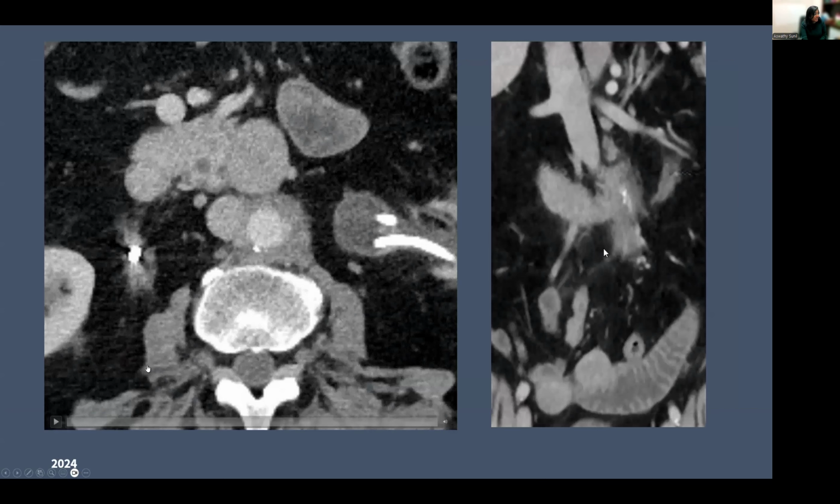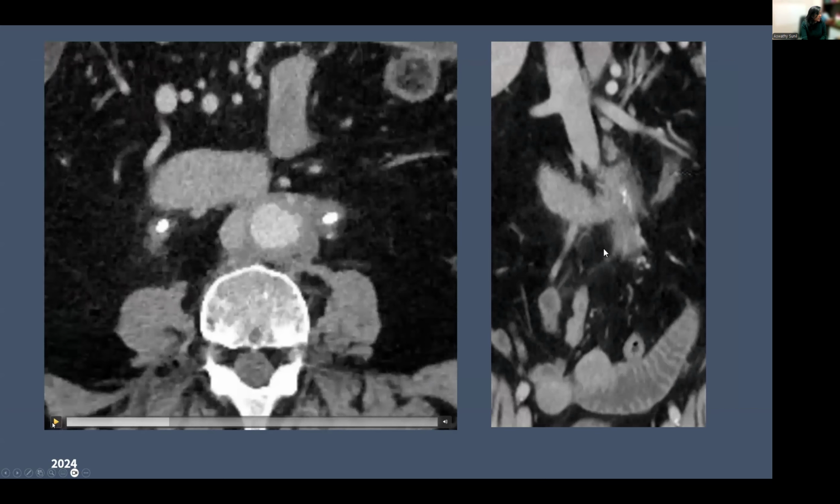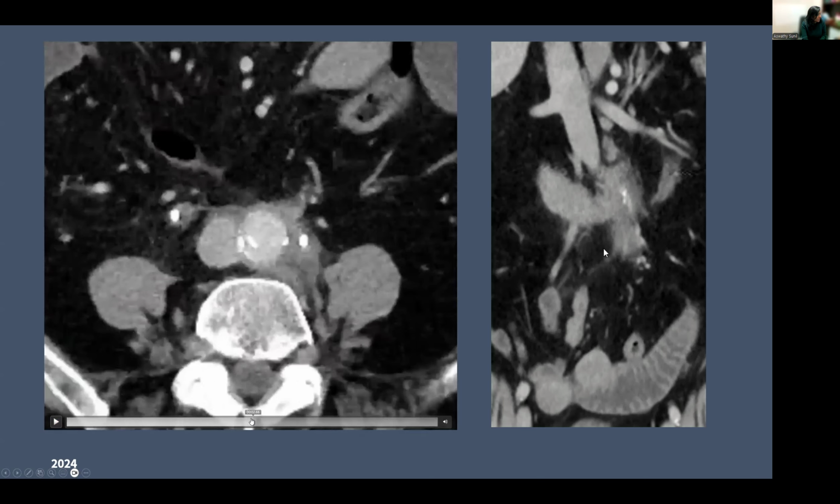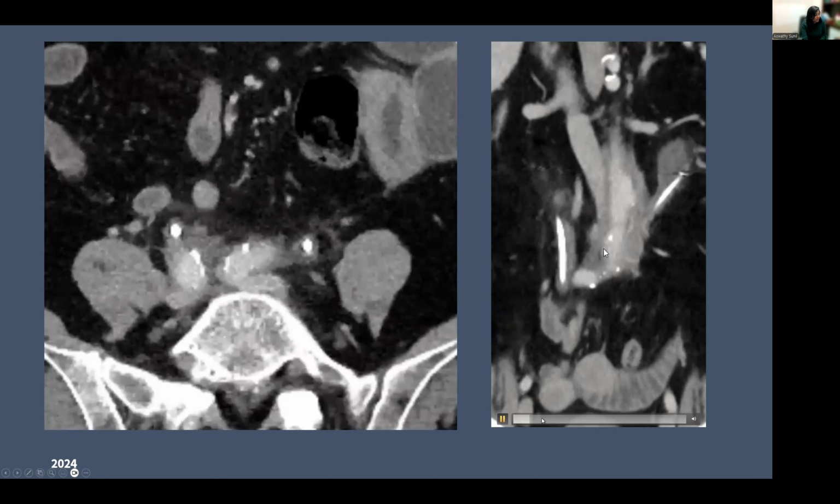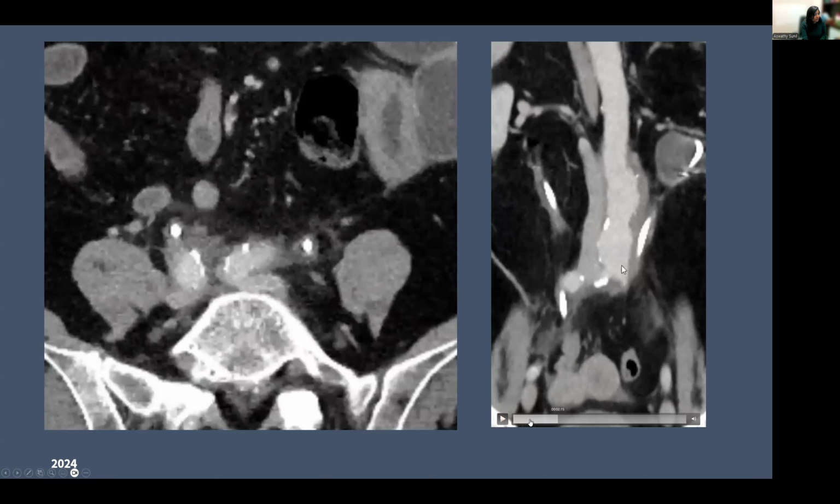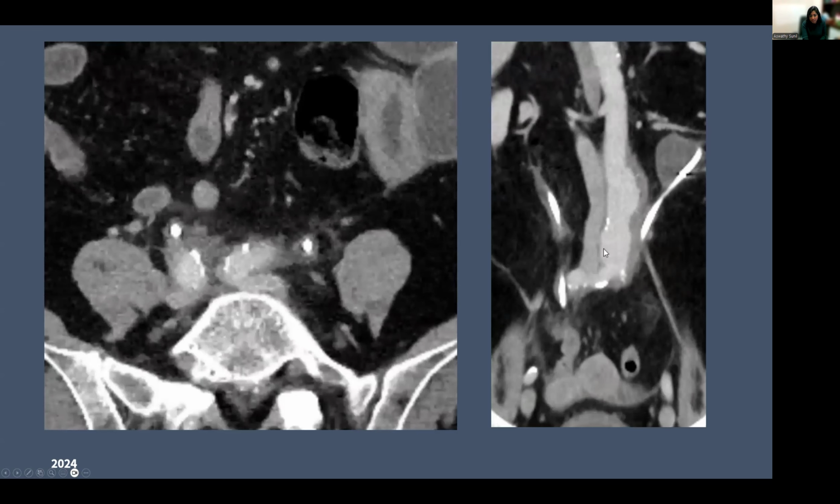This is the same patient after a few years, maybe 5 years. There is reduction in the bulk of the disease, but unfortunately, as you can see here, the patient developed aneurysms. He had delayed aneurysm formation.